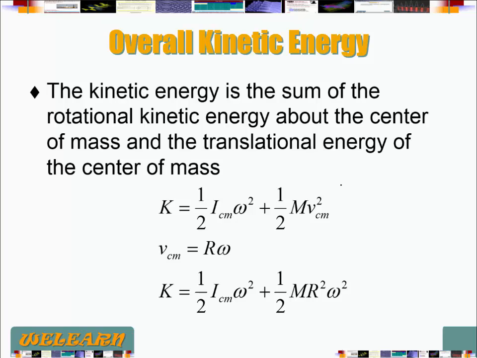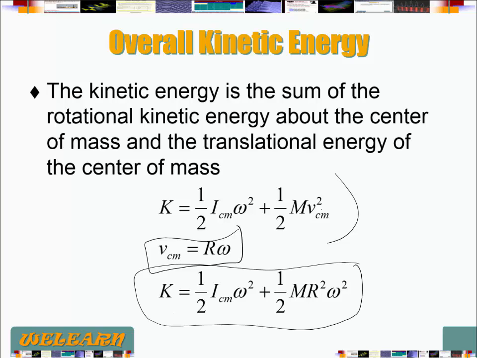Now, notice here, this is the same expression that we just had, but because the velocity of the center of mass is related to the angular velocity through this expression, we can rewrite the kinetic energy equation by replacing V by R omega as such. So then my expression here is 1/2 of I center of mass plus m r squared times omega squared.